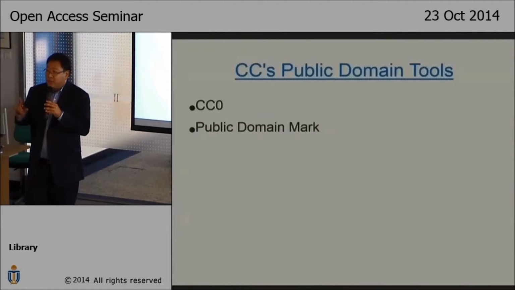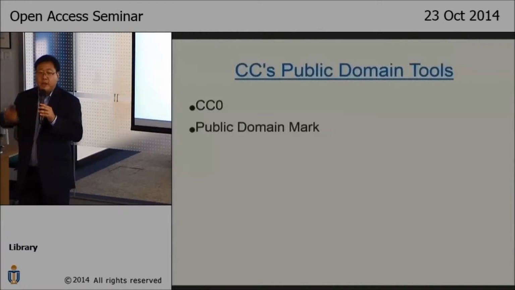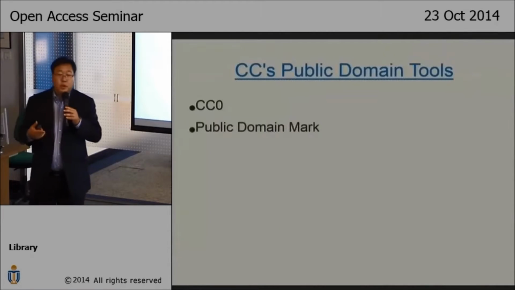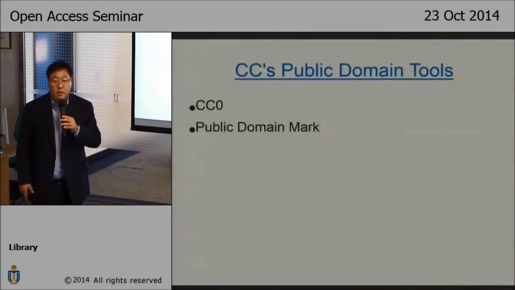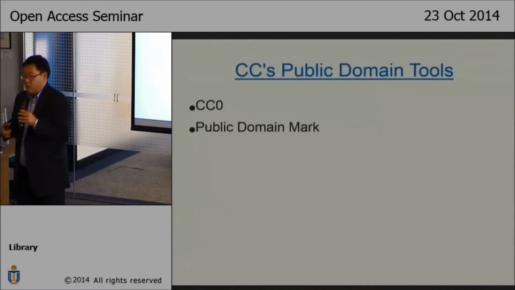So outside of the 6 licenses, there are 2 other ones. I talked about copyright. Copyright in theory has a term limit, a time limit, after which the material falls into what is called the public domain. Okay.